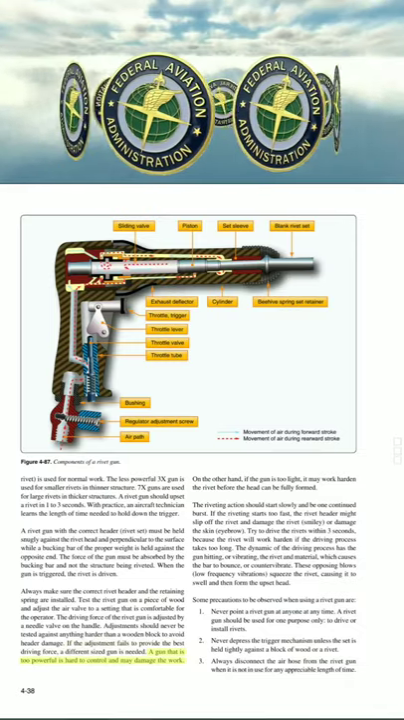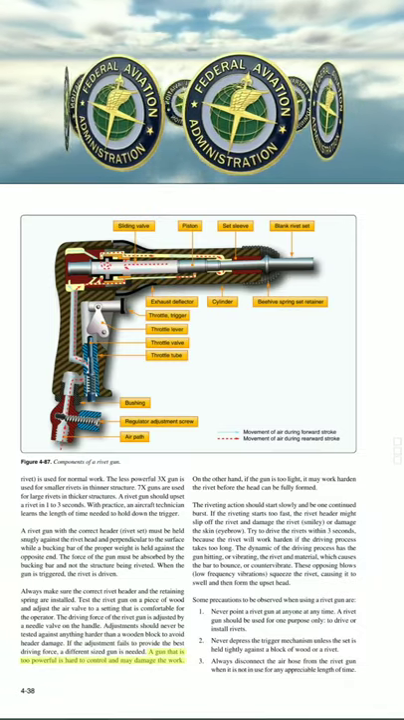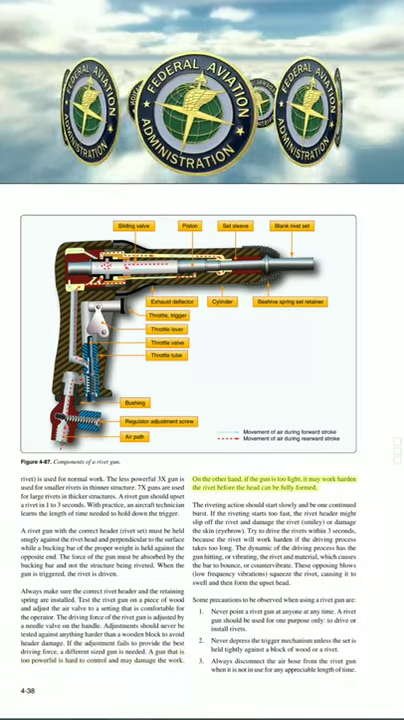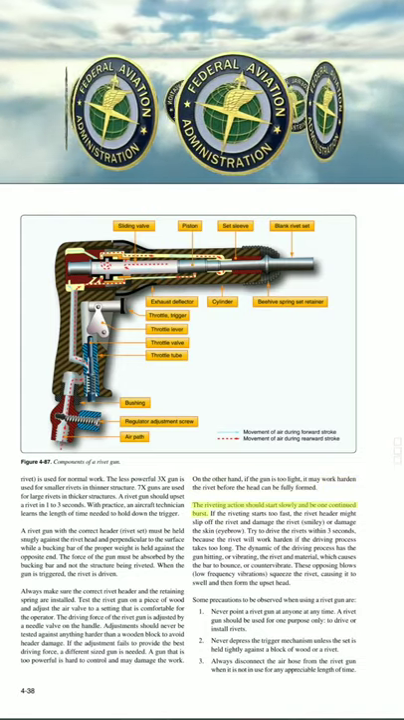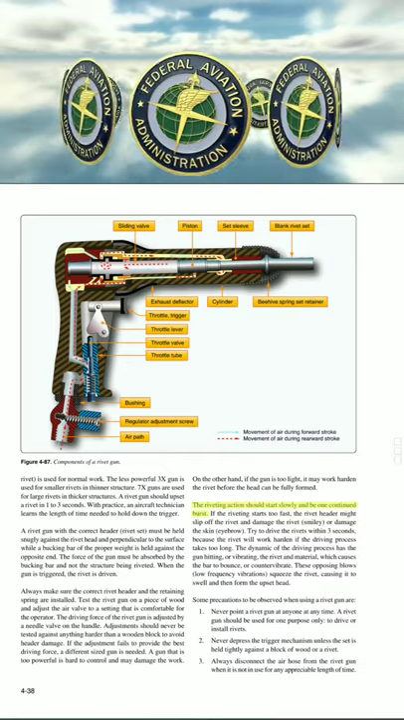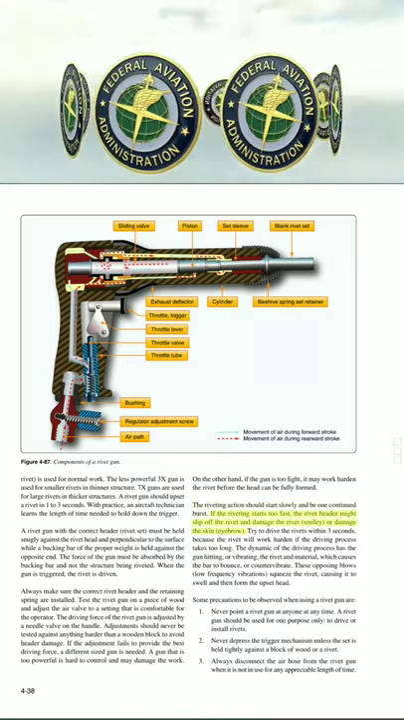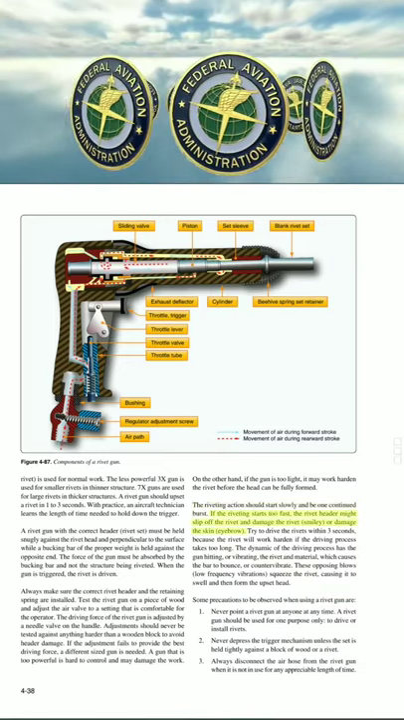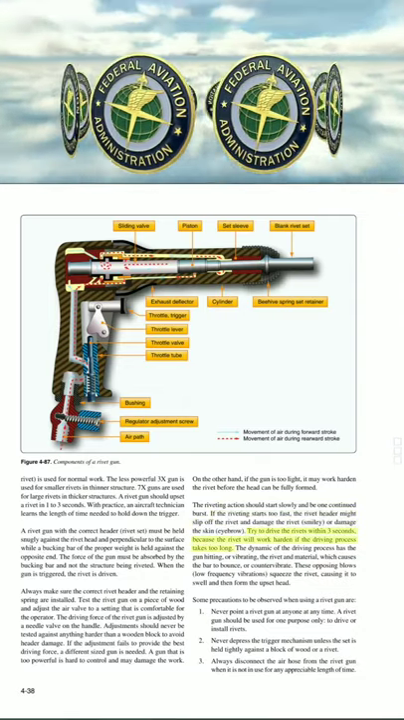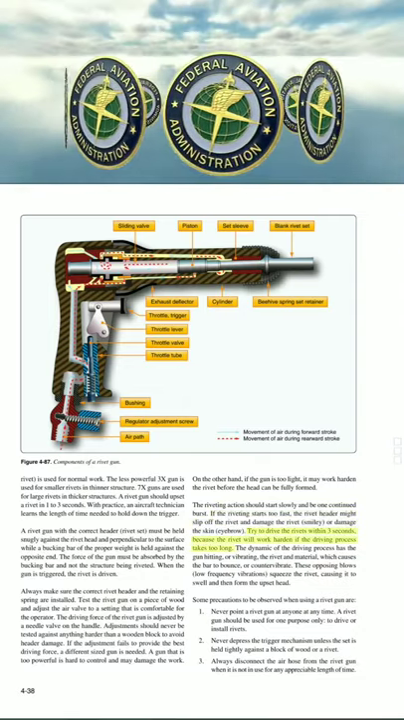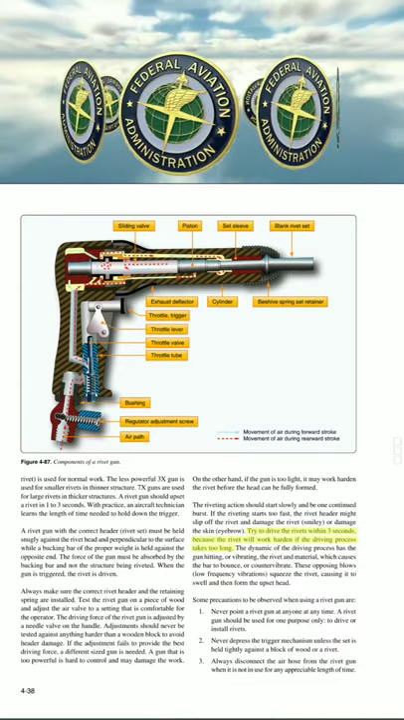A gun that is too powerful is hard to control and may damage the work. On the other hand, if the gun is too light, it may work hard in the rivet before the head can be fully formed. The riveting action should start slowly and be one continued burst. If the riveting starts too fast, the rivet header might slip off the rivet and damage the rivet, smiley, or damage the skin, eyebrow. Try to drive the rivets within 3 seconds, because the rivet will work harden if the driving process takes too long.